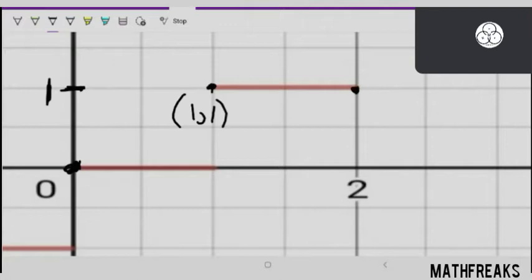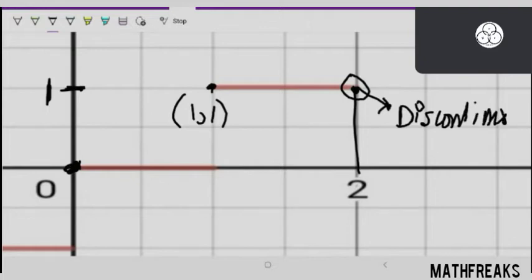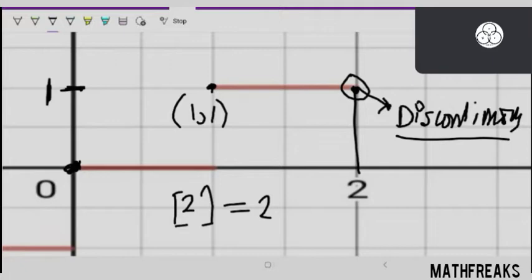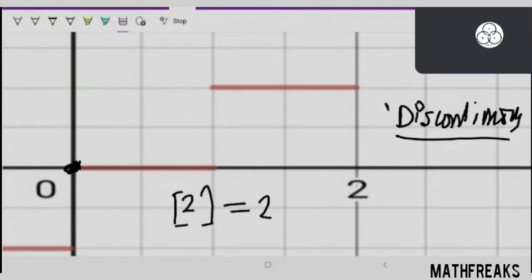And here, this point is 2. Here also the function is discontinuous. Now why is the function here discontinuous? Because we know that box of 2 is equal to 2, but here the graph corresponds to 1. That's why here also the graph is discontinuous. These are some of the crucial things that we need to understand.